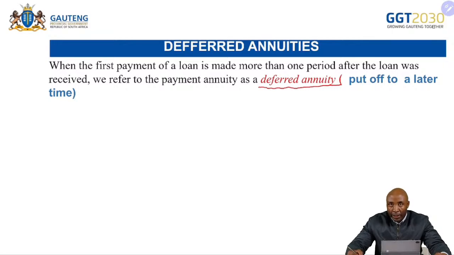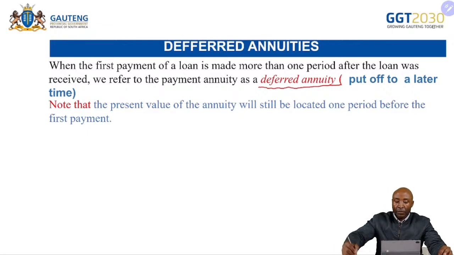The annuity that you are going to pay will include the period from when the loan was granted up until you start making your payments. So we always remember that there's always a month gap. So you will see how we work out deferred payments. So we are told that a deferred payment is when the payment of a loan is made more than one period after the loan was received.